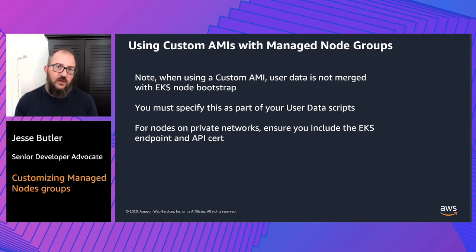You may have in your bootstrap some additional kubelet args you want to pass, for example, so we're not going to stomp on that by inserting the default bootstrap. What that means is you have to specify the bootstrap in user data at a minimum if you're going to specify a custom AMI. And if your nodes are in a private network, you're also going to have to specify the EKS cluster endpoint and the cert in that bootstrap data. This is probably best shown with a demo, so I can show how that works.